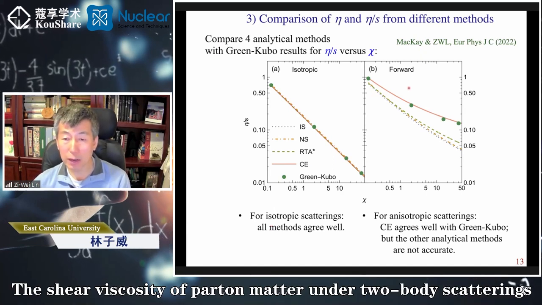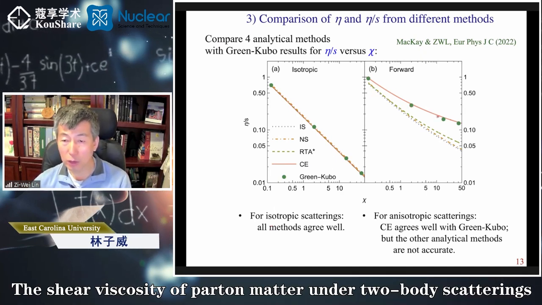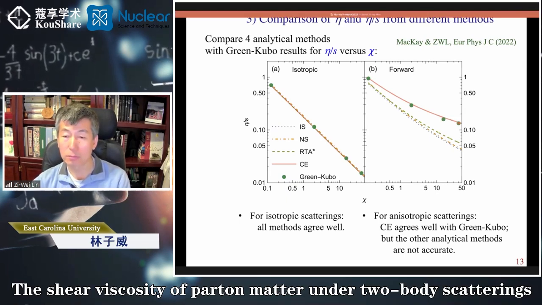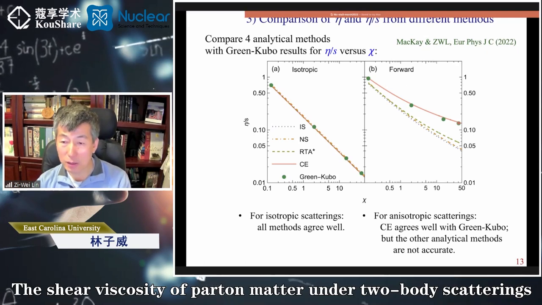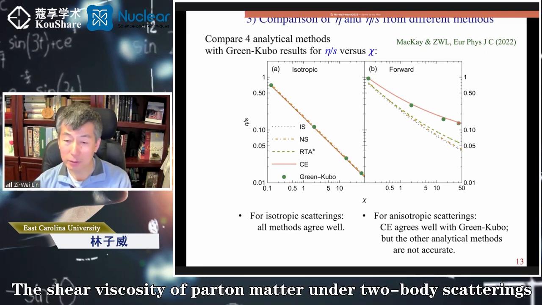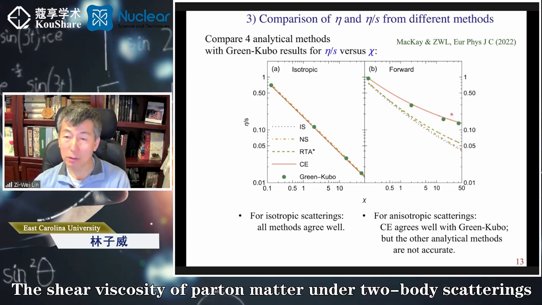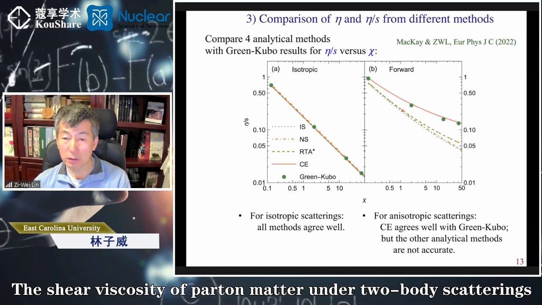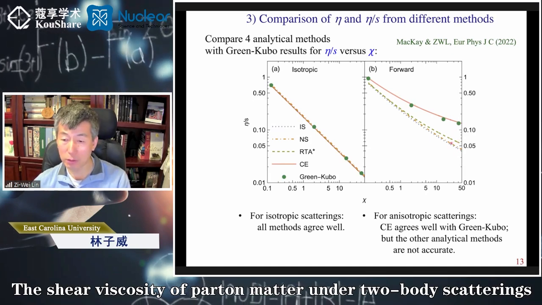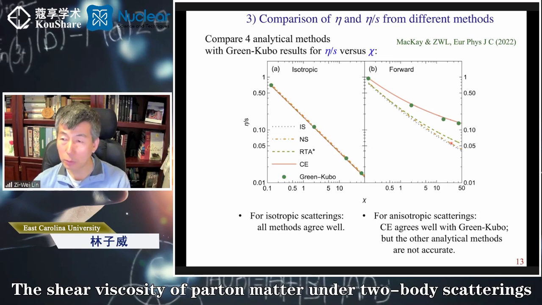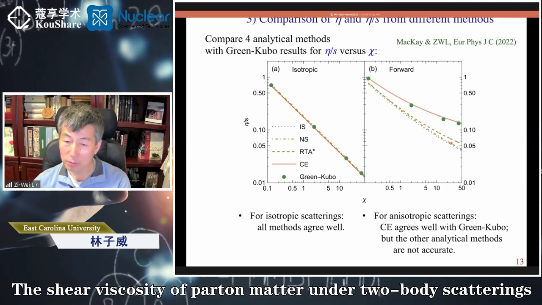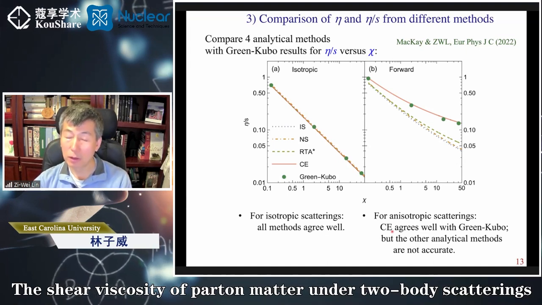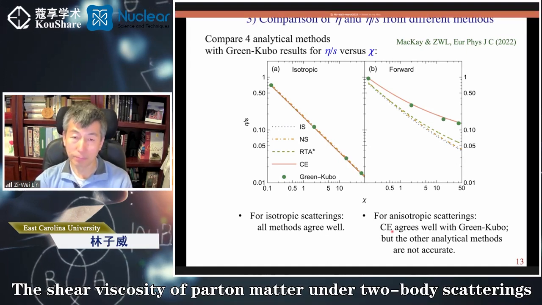If we look at forward scatterings, these four circles are the numerical results from Green-Kubo for the four systems. And we see that they agree with the Chapman-Enskog method very well, but they disagree strongly with the other three analytical methods. So we conclude that the CE method is the accurate method for scatterings in general.